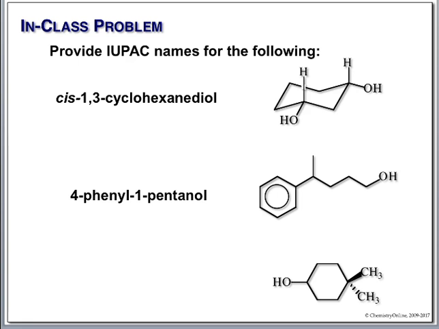So we're going to have a 4,4-dimethylcyclohexanol. You don't have to say 1 because automatically this has to be carbon 1 in the ring. 4,4-dimethylcyclohexanol. Any questions?